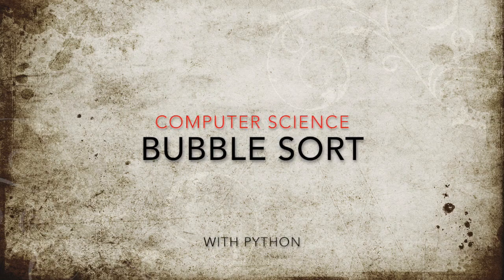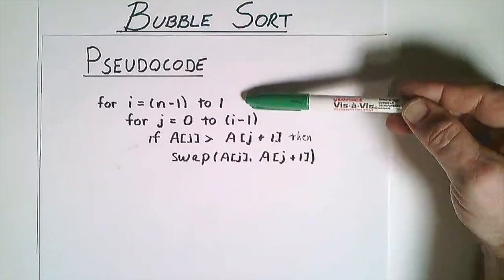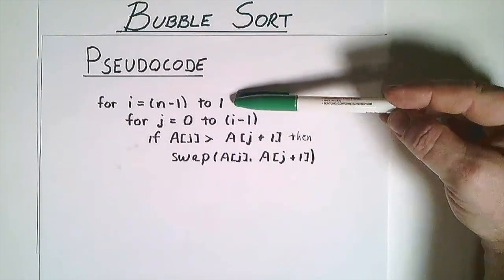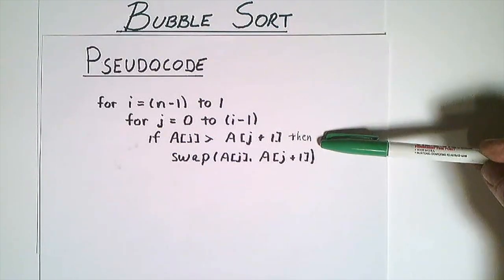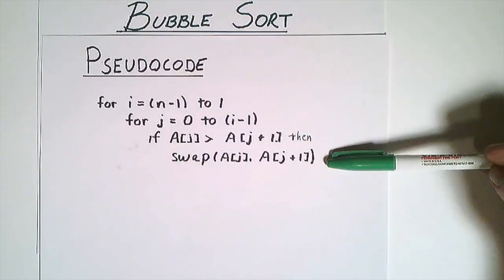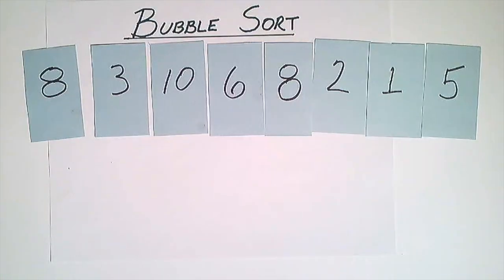Bubble sort. So with bubble sort, we look at our pseudocode. We're essentially going to go all the way through the list. Each time we make a pass through the list, we're going to look at the pairs of values and make sure that we swap such that the largest is to the right, and we just keep bubbling that largest value down to the end.